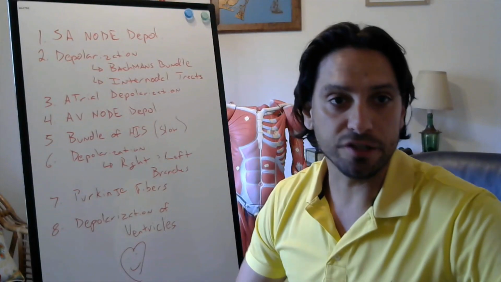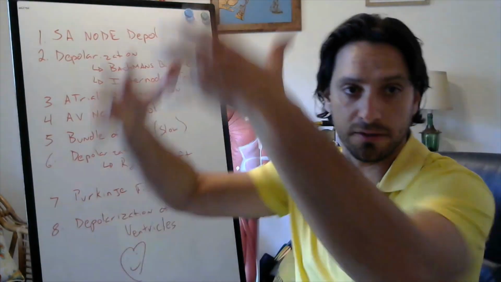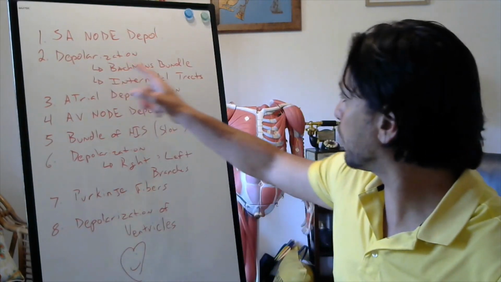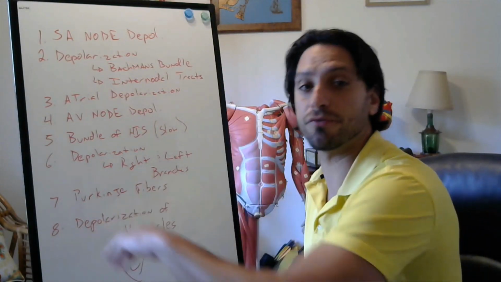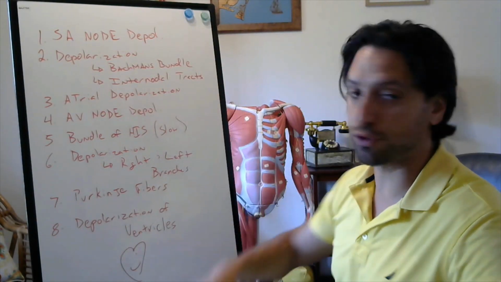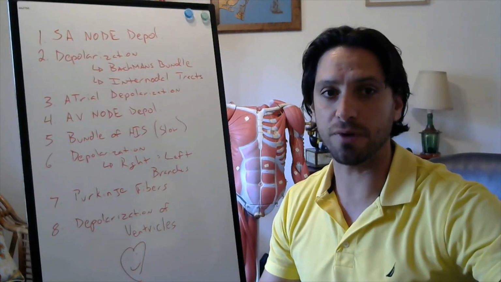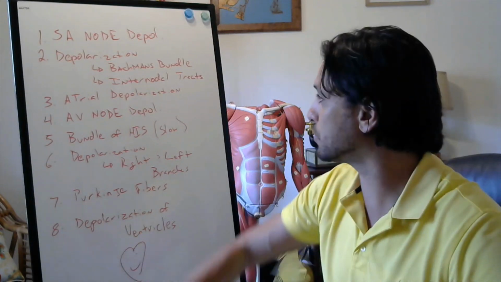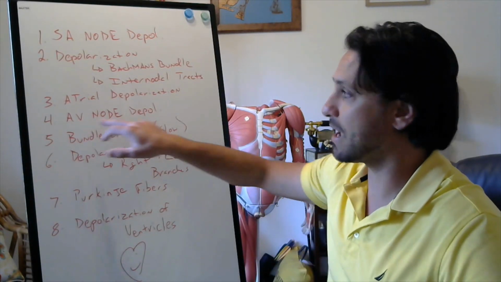Step 1, SA node depolarizes, okay? Contractions are going to occur. Well, how? Depolarization of Bachmann's bundle goes over to the left atrium. Internodal tracts help to depolarize the right atrium and also transmit electrical conductivity really quickly to the AV node.